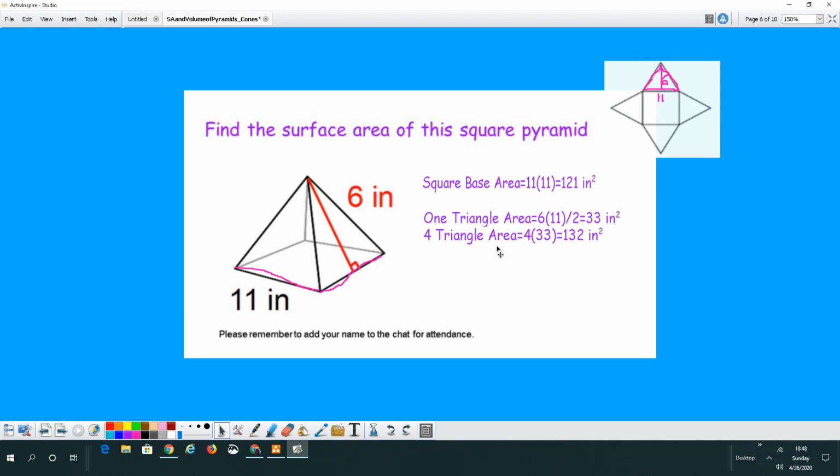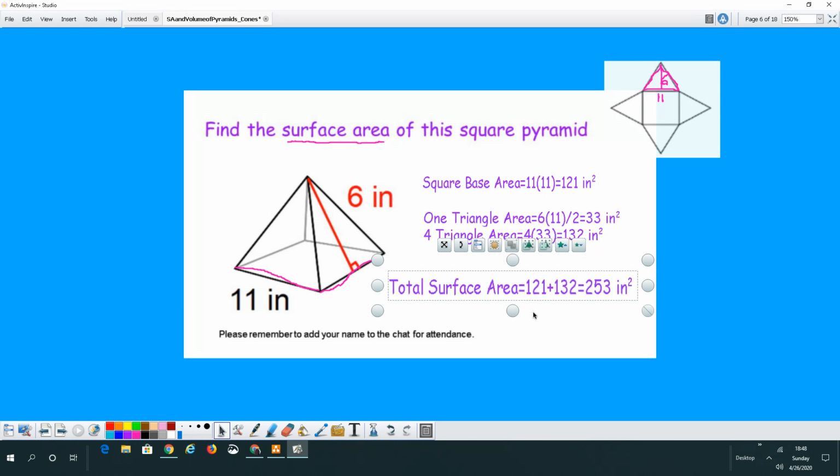We found the area of the 4 triangles. To find the total surface area, we have to add both of those up. Again, we're finding the surface area of the whole figure, and that is done by combining those two values. So the surface area is going to be the 121, here's our 121 down here, plus the 132 right there. So 253 square inches.